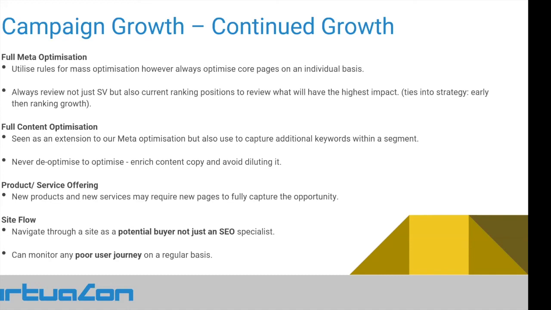And then just moving on, regarding the continued growth, just some of the areas that we look at and some of the things that I've picked up on over the years. So looking at full meta optimization, I know that we use rules a lot of the time. I think it's always good to look at, when it comes to our core pages or key pages, optimizing those on an individual basis. It's quite surprising when you look at keywords, when you swap a few things around or add plurals in objectives and things like that, how different the search volume is, how different the SERP is. So when it comes to core pages, optimizing those on an individual basis is always recommended.